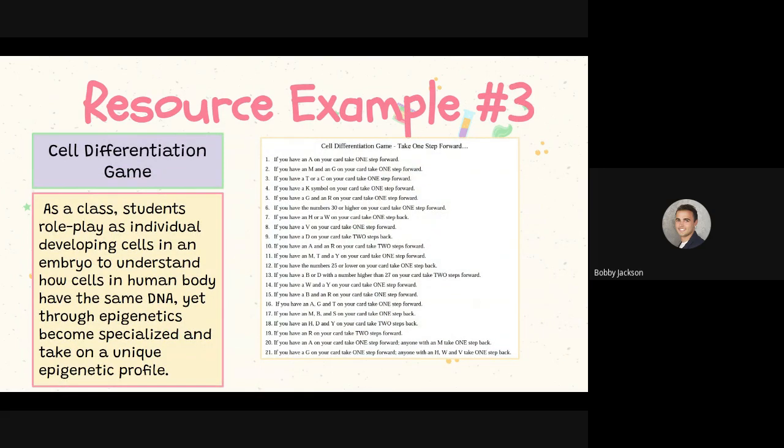Another resource available to you is the cell differentiation game. As a class, students will role play as individual developing cells in an embryo to understand how cells in the human body have the same DNA, yet through epigenetics become specialized and take on a unique epigenetic profile.